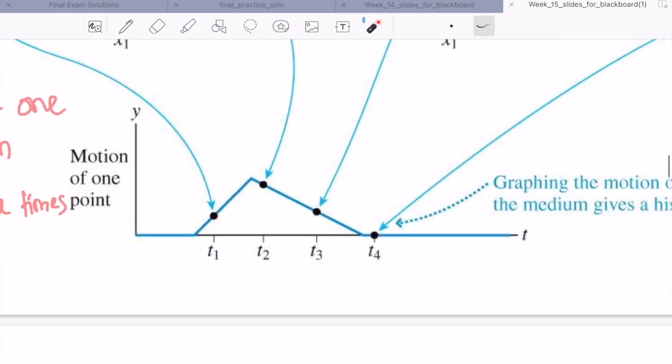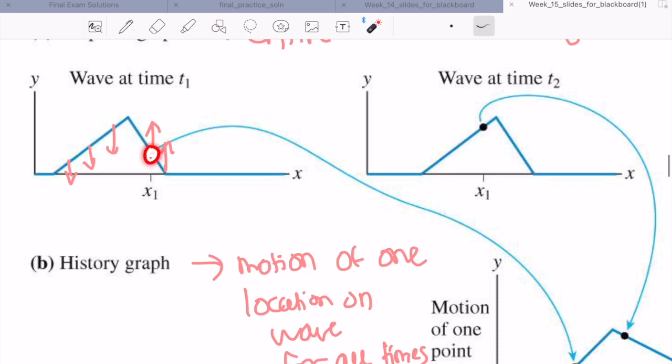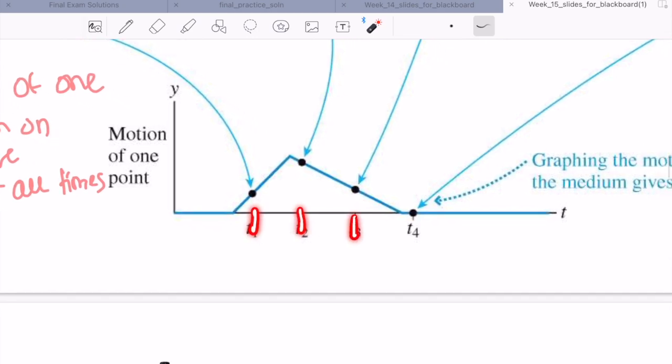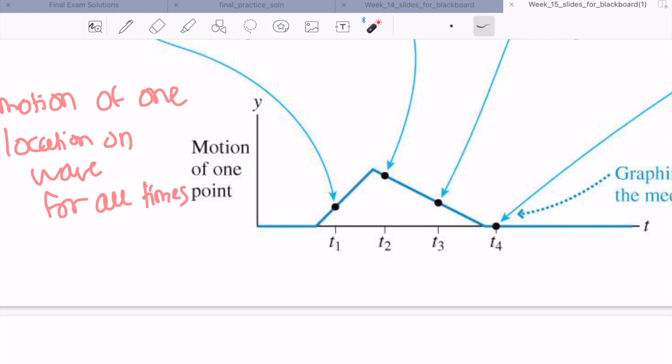A history graph will show me, if I look at that specific point, what happens to its position. As time 1, time 2, time 3, time 4 goes on, I see that particle moving upwards, reaching a peak, and then moving downwards, right? So a history graph would just show me, along the entirety of a specific time interval, what happens to that particle.